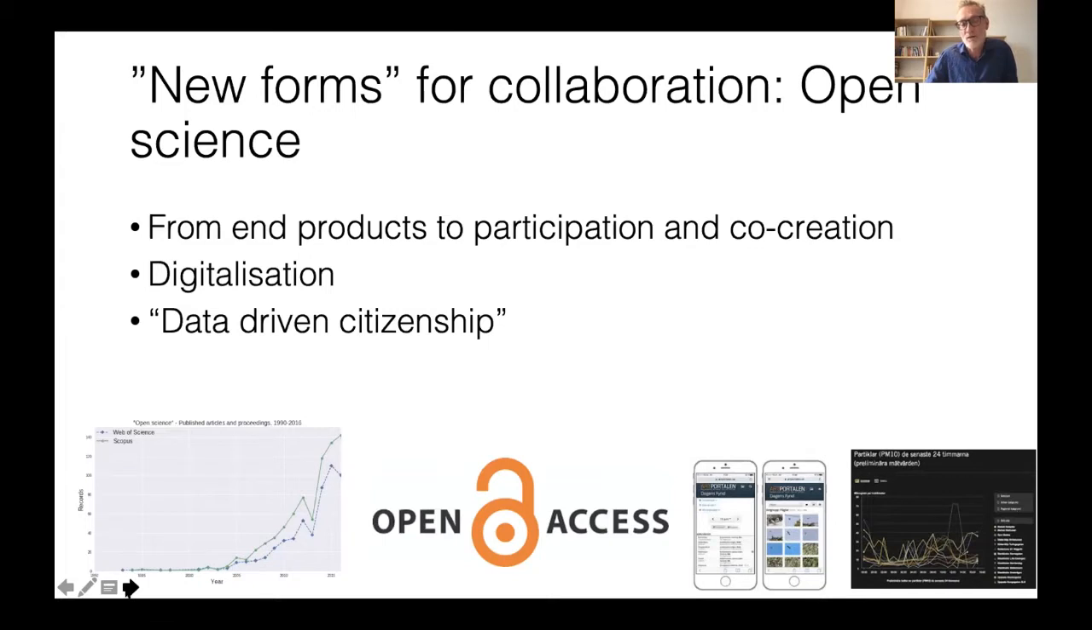which is then a change of citizenship. That means that you don't need to have a signed list of 200 people or 1,000 people saying that we don't want this traffic route in our vicinity. Instead, you can collect data and present data that this will severely affect the environment, for instance. And that would then be a new form of data-driven citizenship.